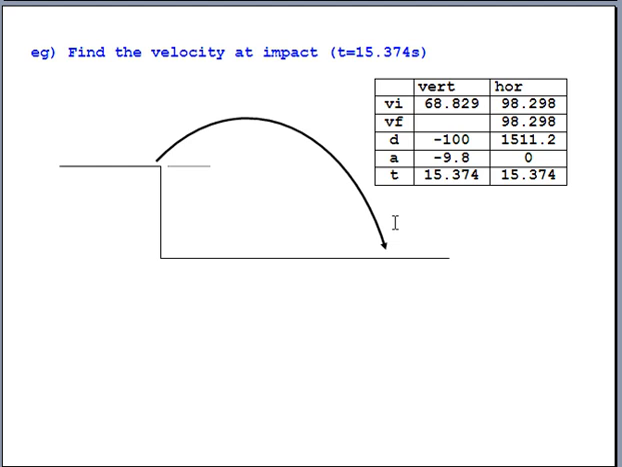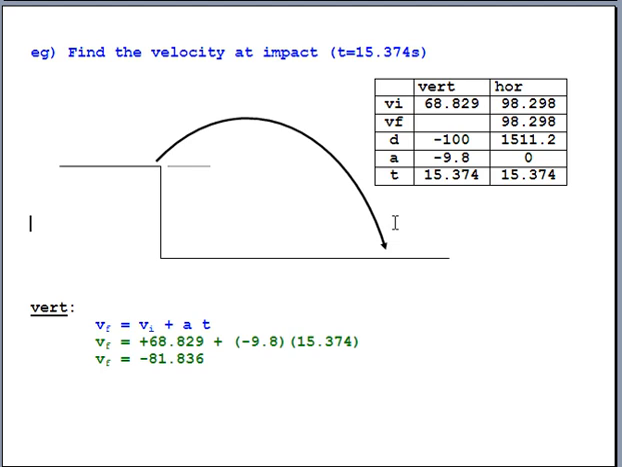Okay, final answer of the day. Let's find the velocity at impact at that 15-second mark. I'm going to go first and vertically find out what's going on. I'm working in the vertical column only. I'm not touching any horizontal numbers. I'm going to do VF is equal to VI plus AT. And what I find is, yeah, it is dropping at more than negative 68. It's dropping at 81 meters per second. And so I can fill that into my table.